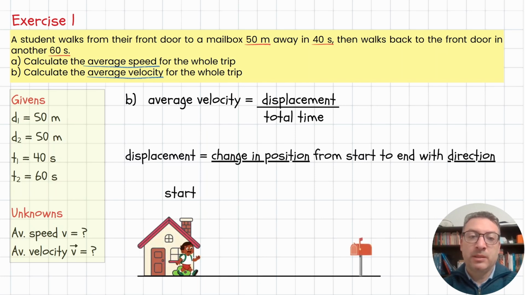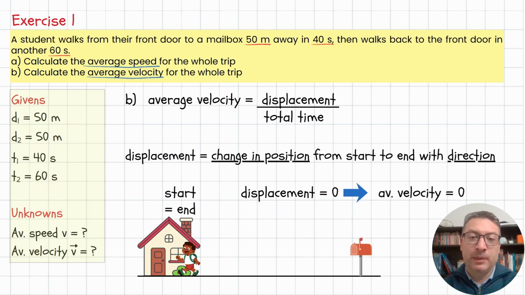The student starts his trip from his house, then walks to the mailbox, turns around and then walks back home, which means the end point and the start point of the trip are the same. So the displacement, which is the change in position, is actually 0. It is as if the student hadn't moved at all. And since the displacement is 0, the average velocity is 0 as well.